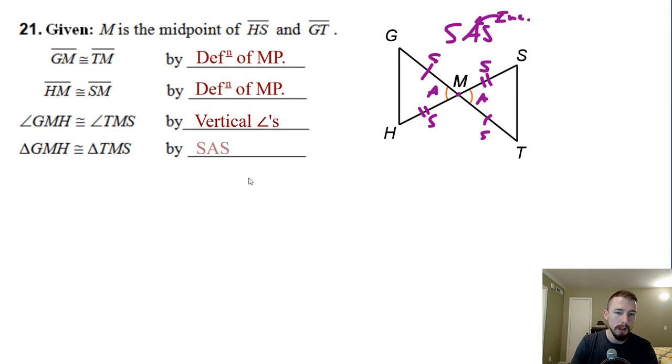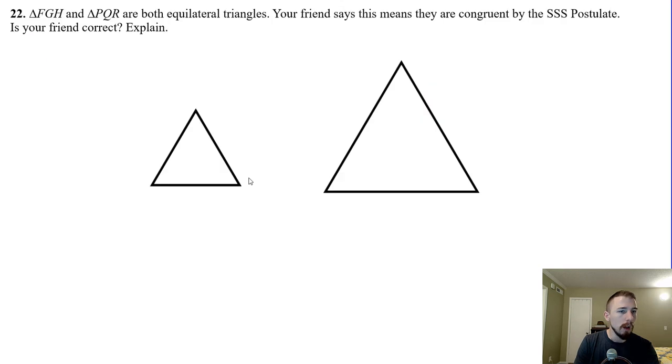So SAS. All right, 2 triangles are both equilateral, which means all 3 sides are the same. Your friend says it means that they have to be congruent by the side postulate. Well, it is true that all 3 sides here, like 4, 4, and 4, are going to be congruent. But over here, if I have another equilateral triangle, it might be 8, 8, and 8. So even though all 3 sides within each triangle are going to be congruent to themselves, right?